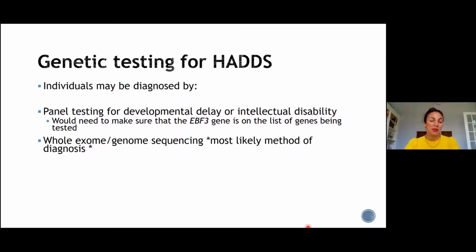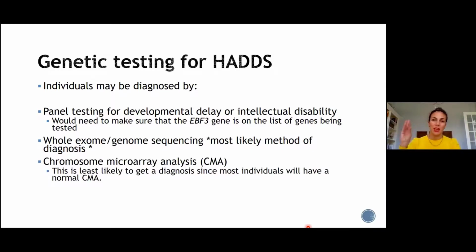But most kids, I would imagine, or individuals would have had whole exome sequencing, maybe whole genome sequencing, but I would think a lot of the diagnoses are now being picked up on whole exome sequencing. Again, since many of these kids might present with some delays in development, they might have had a chromosome microarray, but that would be normal.